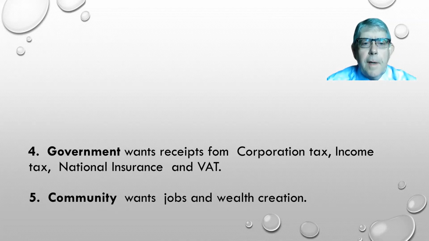Number 4, the government, which is a huge stakeholder in all businesses. This is because it wants receipts from corporation tax, income tax, national insurance, and VAT. Finally, number 5, we have the community, and that benefits from businesses because the business supplies the workers with wages, and those wages are then spent in restaurants and in supermarkets in the local area.